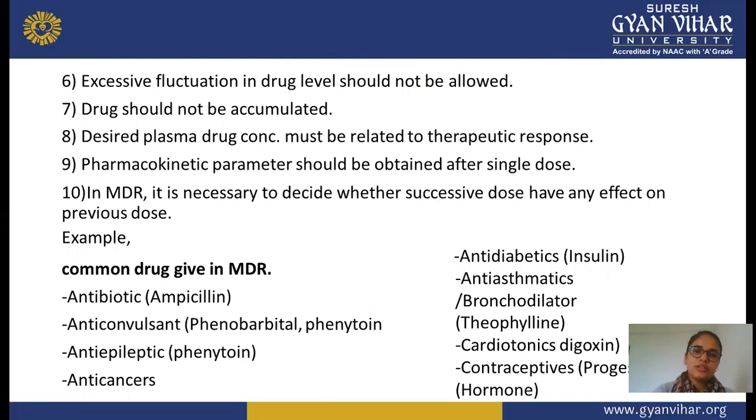Next, excessive fluctuation in drug level should not be allowed. This means excessive fluctuation is not allowed in multiple dosing, and you should avoid it. And next, the drug should not accumulate. The drug should circulate and reach a particular site, and it should not accumulate in any single tissue or body part. It should show its therapeutic effect, and the excess drug should be eliminated or excreted. If it accumulates in your body, there may be more toxic or unwanted effects. So the drug should not accumulate, and it can easily be removed from your body.